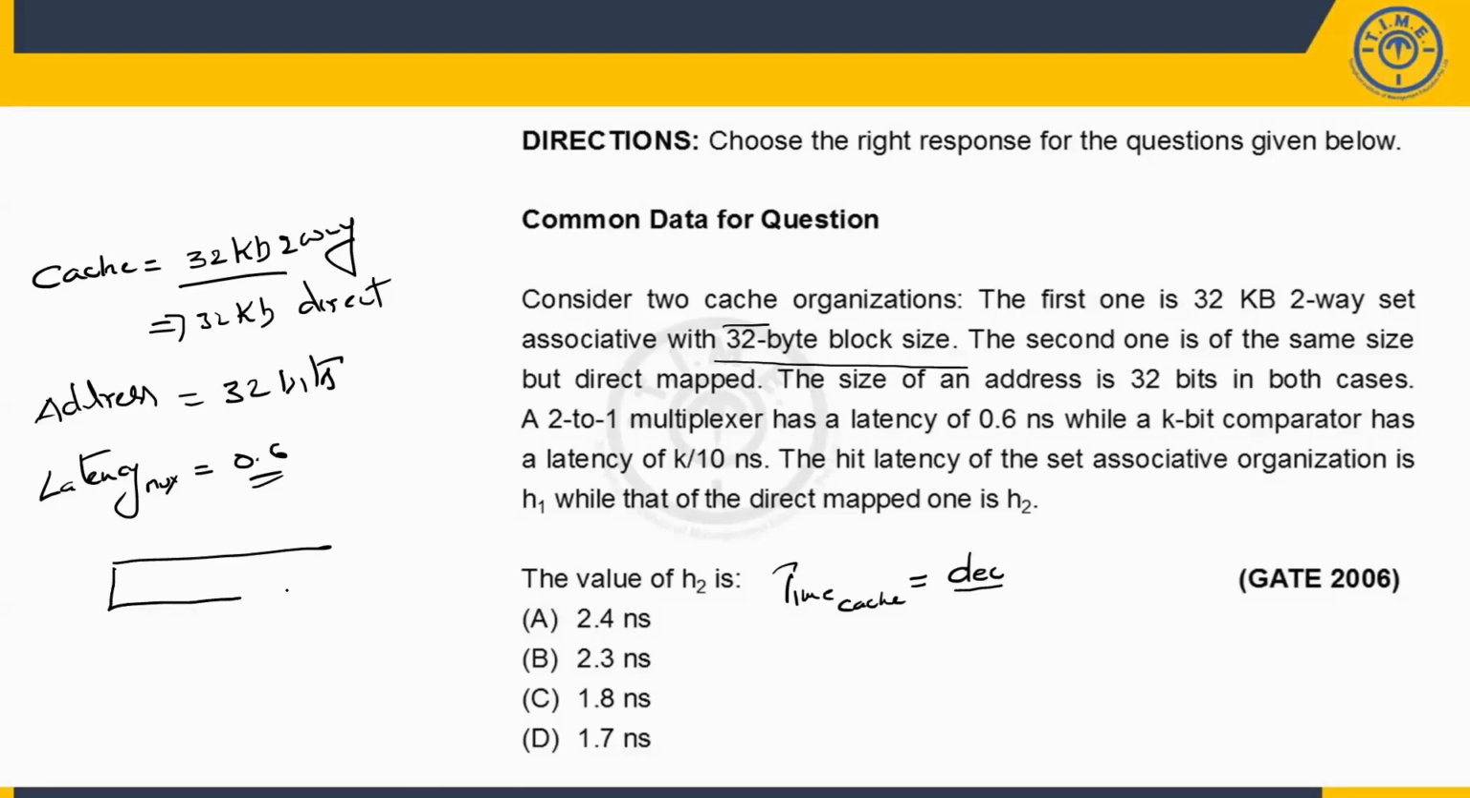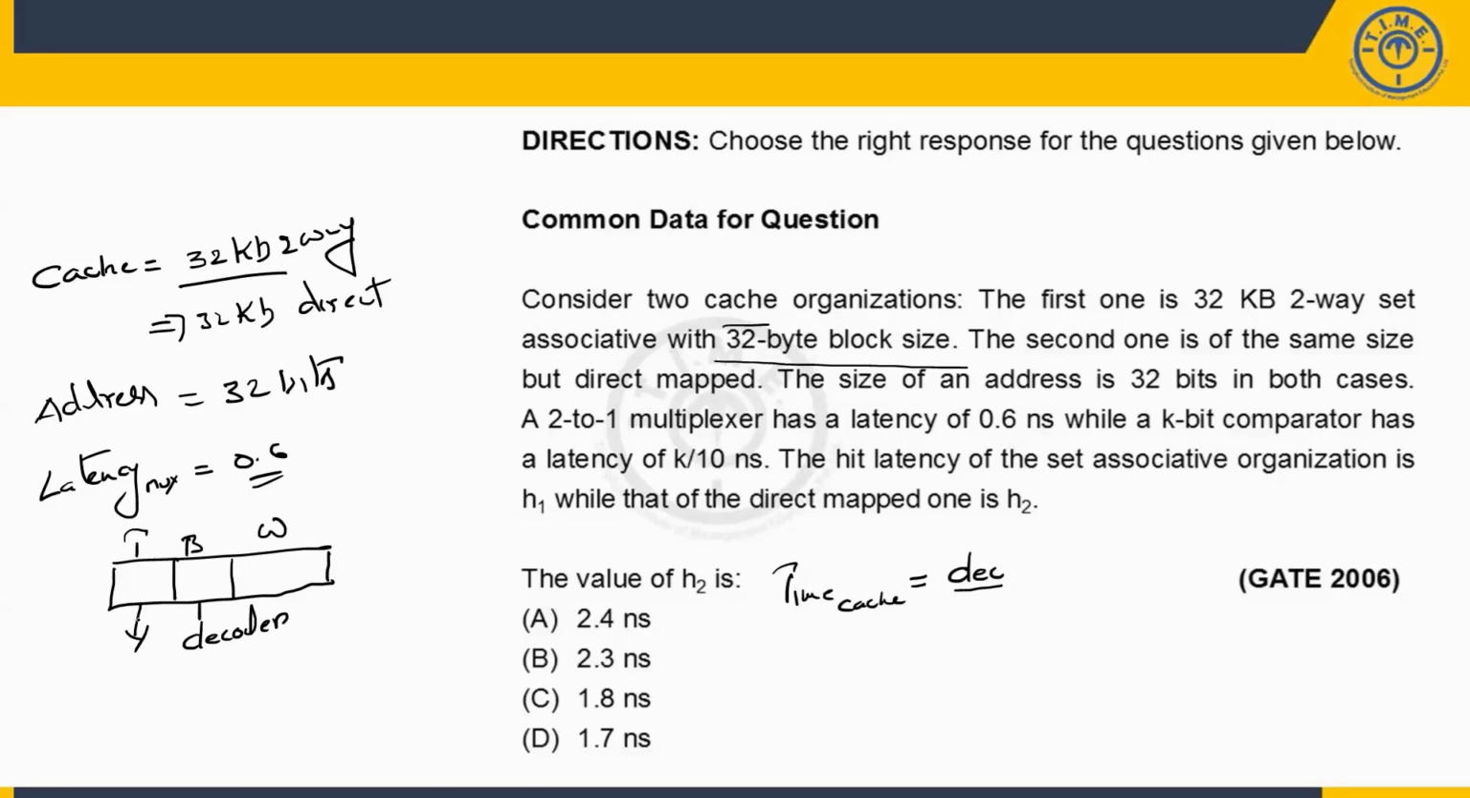Understand, the total address will be divided into three parts. The first one is the tag portion, the second one is the block portion, and the third one is the word portion. Initially, we need to locate the block. In order to locate the block, we require a decoder. Next, we need to compare the tag.